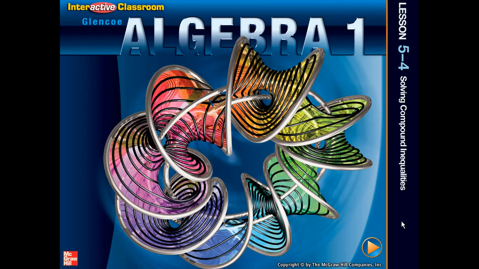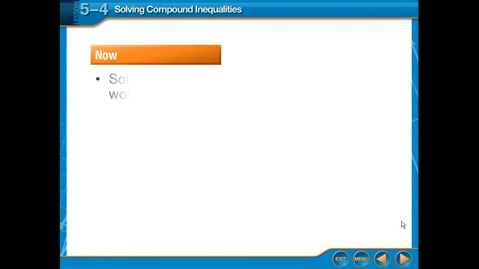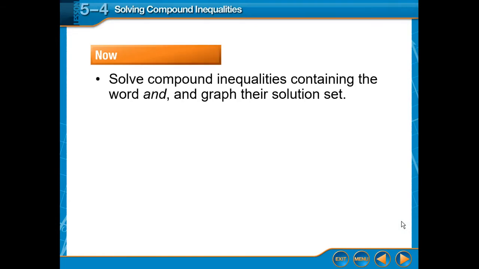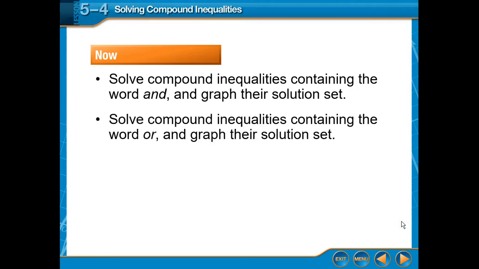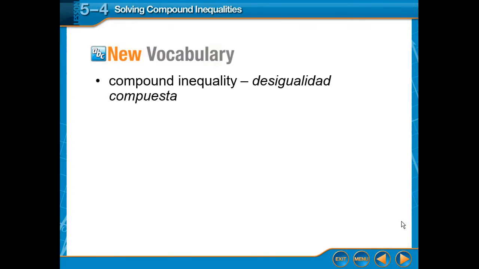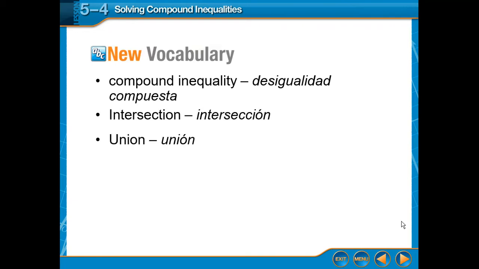Lesson 5.4 is on solving compound inequalities. In this lesson, you will learn to solve compound inequalities containing the word and graph the solution set. And you will learn to solve compound inequalities containing the word or and graph their solution set. So, the compound inequality, intersection, and union are the vocabulary words that you will need for this section.